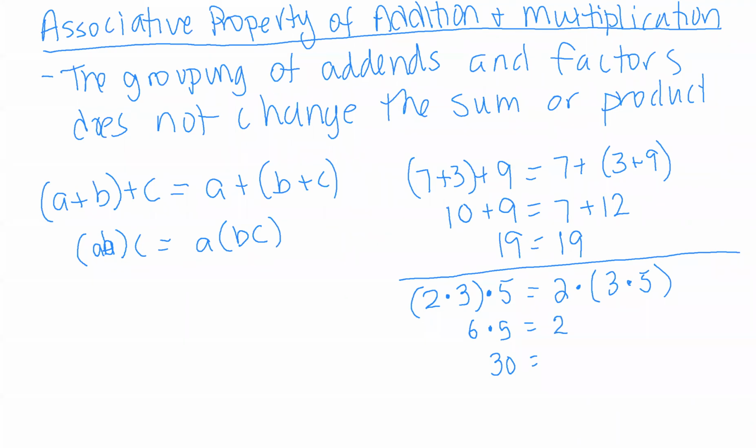So I keep the 2 for now, multiply my 3 and my 5, I get 15. And then 2 times 15 is 30. So it didn't matter how we grouped these numbers, the end result was the same, okay?